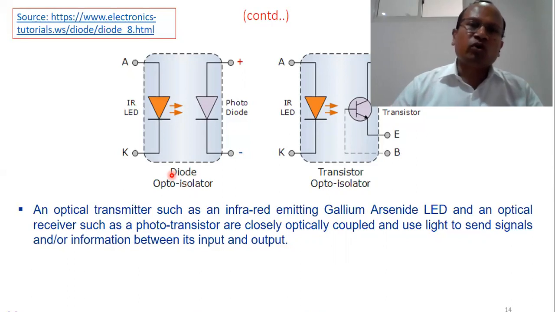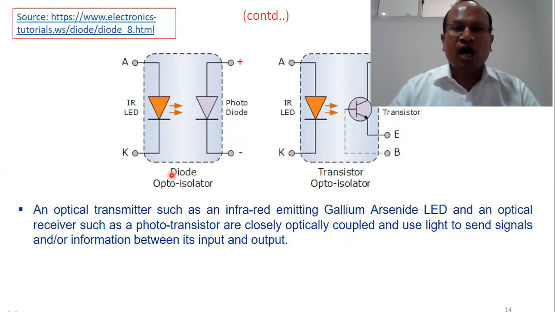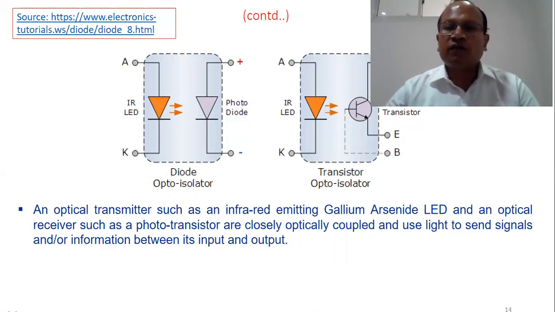There are 100 more applications of LED, either as an indicator or as a light source, which are used in different electronic and electrical applications as well as in optical communications. So that's all for this lecture.